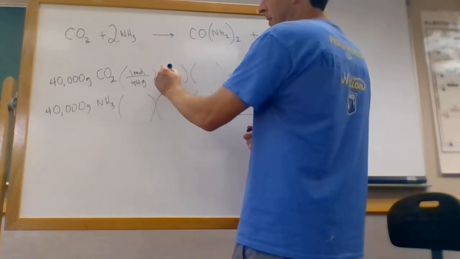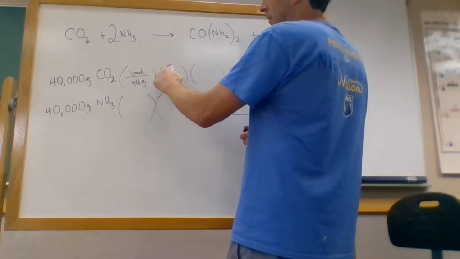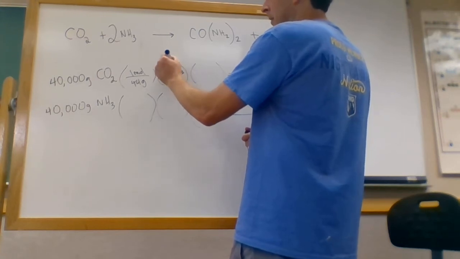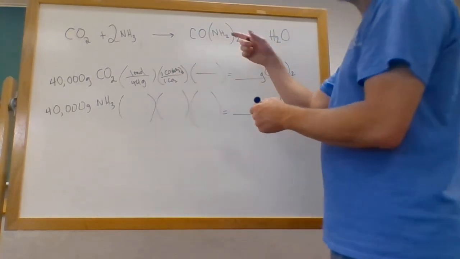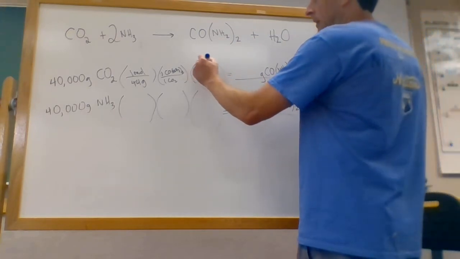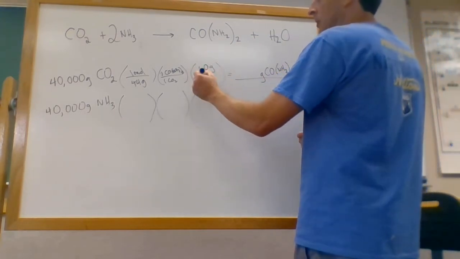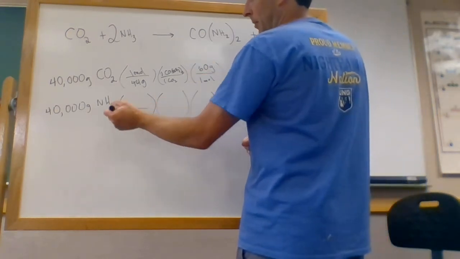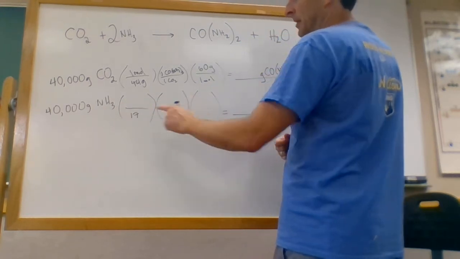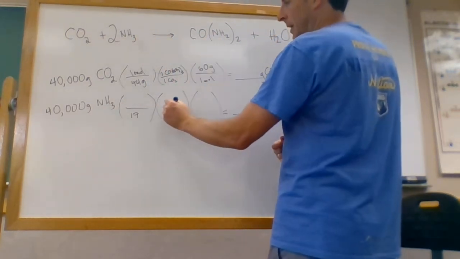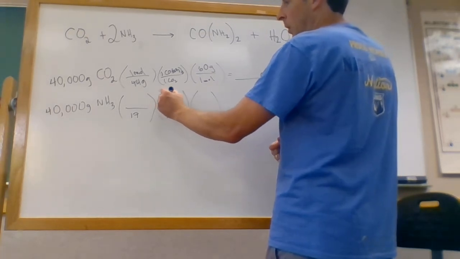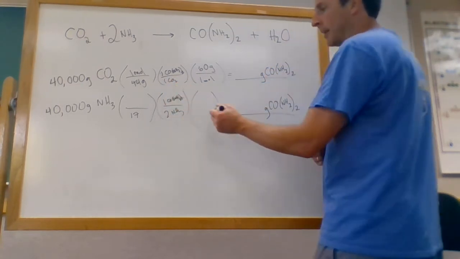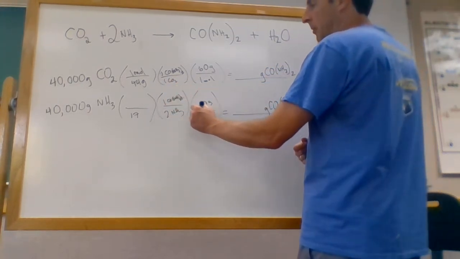Then the ratio, 1 CO2 to 1 CO NH2 twice, the urea. And then the molecular weight of urea, if you add that up, that's 60 grams per mole. So that's my calculation for the first one. The second one, I'm going to divide by the molecular weight of ammonia, which is 17. This time ammonia is 2 to 1, so 2 NH3 is in the bottom, to 1 urea in the top. And then again, I use the molecular weight, 60 grams per mole.